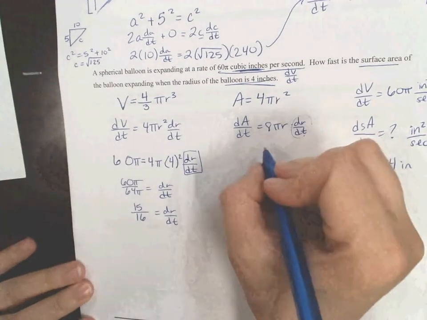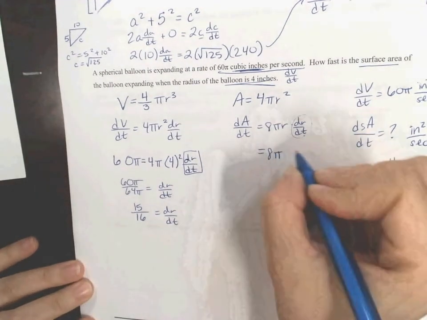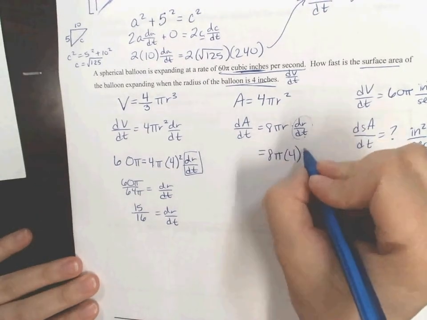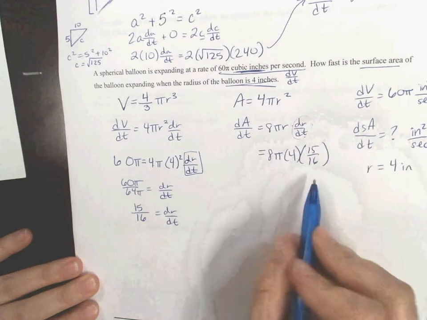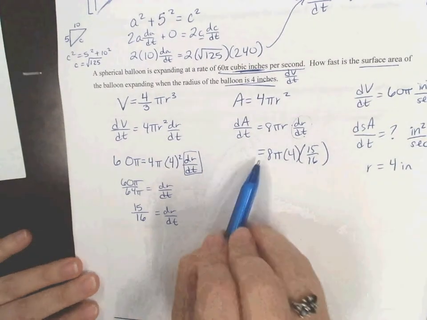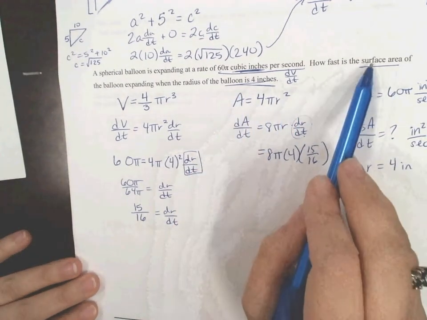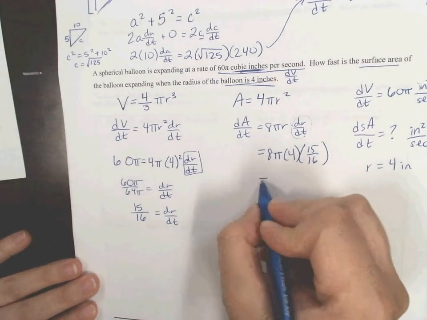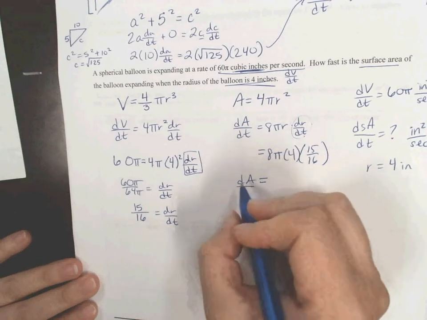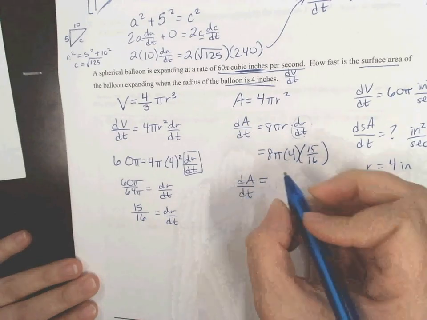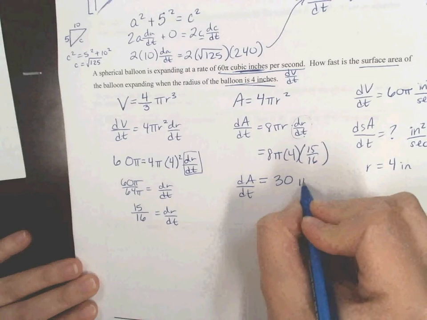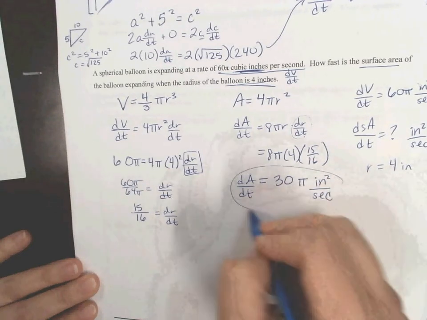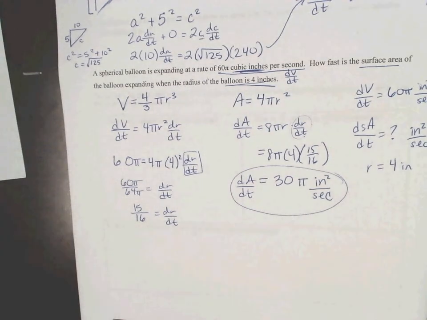All right, so then I can plug this dr/dt in here. 8 pi r in the same instant is still 4, so I knew that one. And dr/dt, now we know, is 15/16, and now I can multiply all of that together and get my final answer of how fast the surface area is changing. You end up with the derivative of the surface area with respect to time is 30 pi square inches per second.